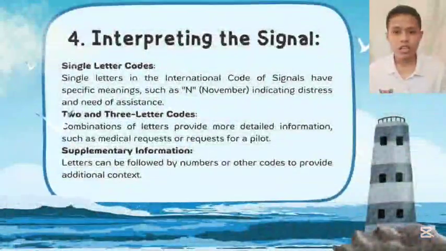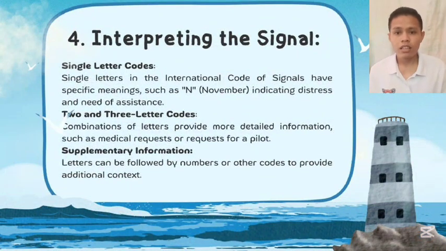Interpreting the signal. Single letter code. Single letters in the International Code of Signals have specific meanings, such as N, November, indicating distress and need of assistance. 2 and 3 letter codes. Combinations of letters provide more detailed information, such as a medical request or request for a pilot. Supplementary information. Letters can be followed by numbers or other codes to provide additional context.